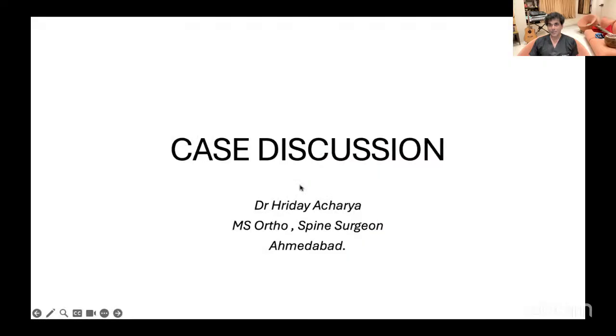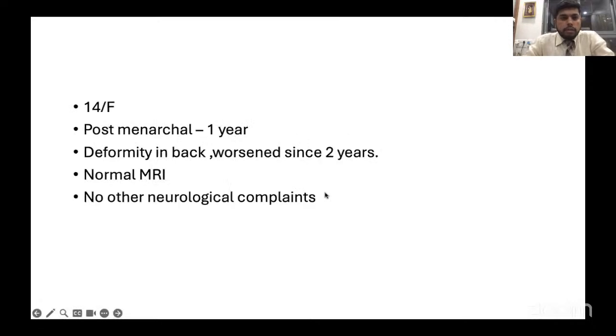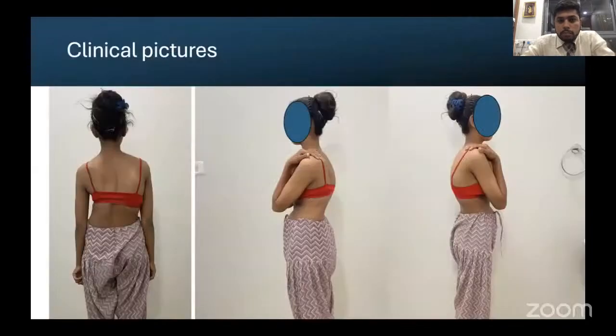Hriday, can you share your screen and present your first case? Okay. The screen is visible, right? Yes. So this is a case of a 14-year-old female, post-menarchal with full maturity. She had a deformity in the back which worsened over 2 years with normal MRI and no neurological complaints. And these are her clinical pictures when she came to me.